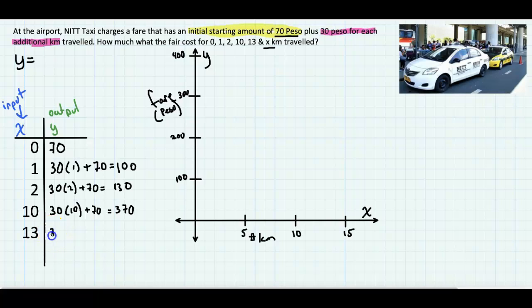And then this one, 30 times 13 kilometers. So that's 390 plus 70. Whoa, that's a lot.